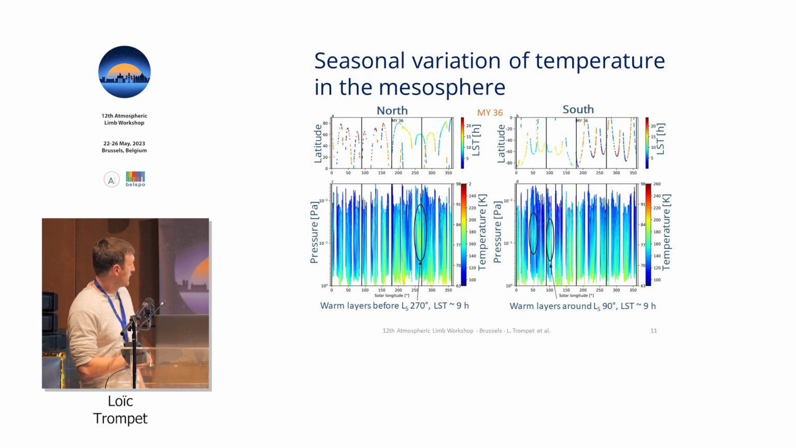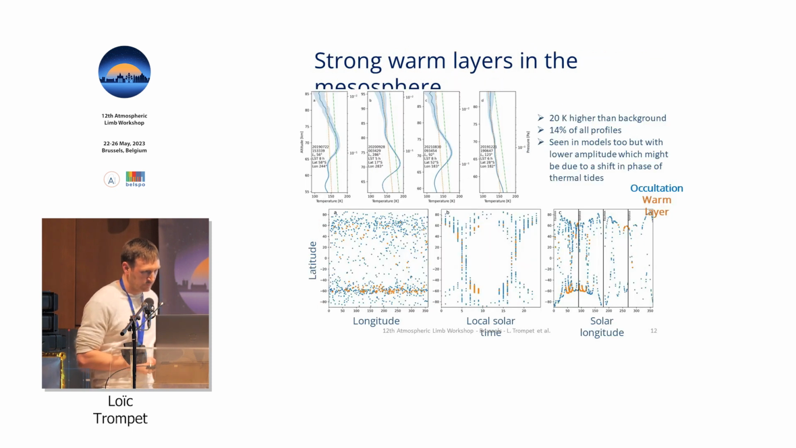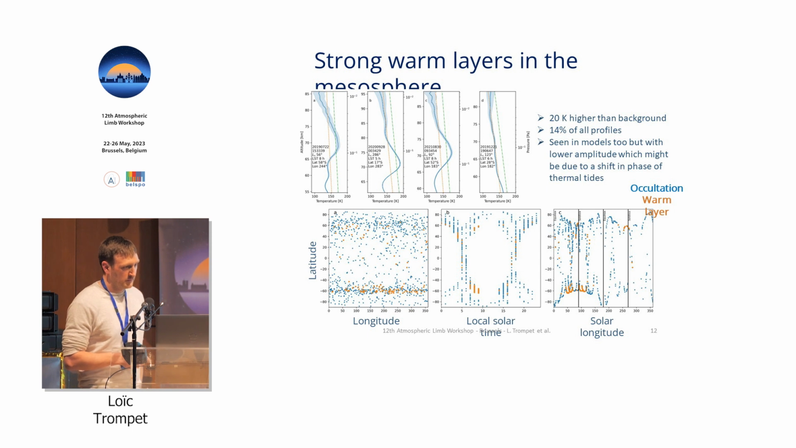So here you have some temperature profiles. Here is for the full mesosphere. What is striking, in fact, in those profiles is those warm layers that we see at very specific local times. It's always in the late morning that we see them. So I was having a look at those strong warm layers that we see in the mesosphere of Mars.